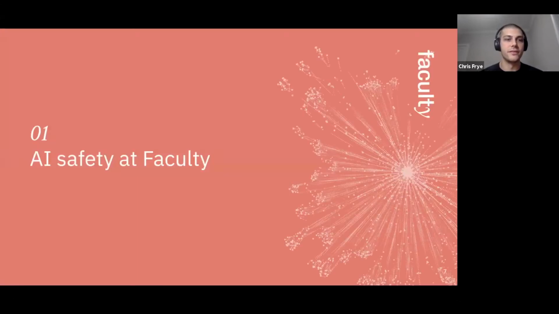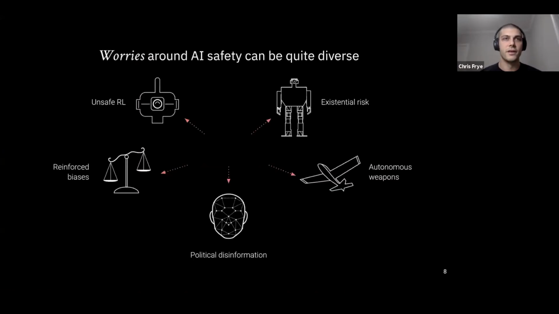Okay, so next, let's talk about AI safety at Faculty. All right, generally when people think about AI safety, a variety of different specific concerns might come to mind. Some of these things, like political disinformation, are already becoming concerning today, whereas others, like existential risk, are farther off.